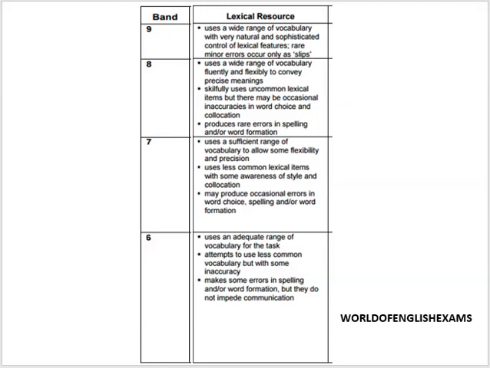Now let's see the factor for band 7. Uses a sufficient range of vocabulary to allow some flexibility. So if your word choice is allowing flexibility, then definitely you are going to get a band 7. And not just that, along with flexibility, you also should show precision, which means accuracy. Okay, then uses less common lexical items with some awareness of style and collocation. If at all you are looking for a band 7, collocations play a major role, guys. Do not skip learning them.